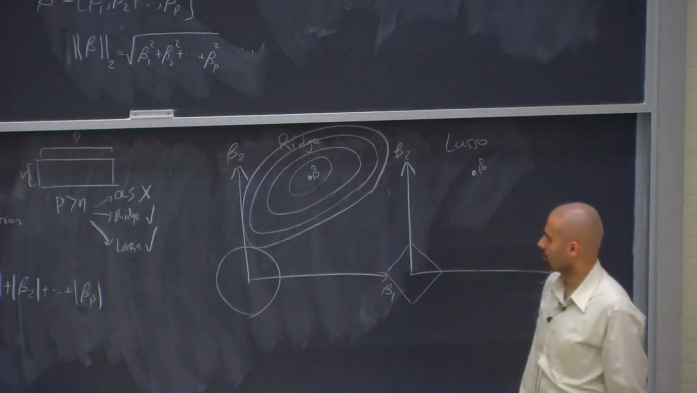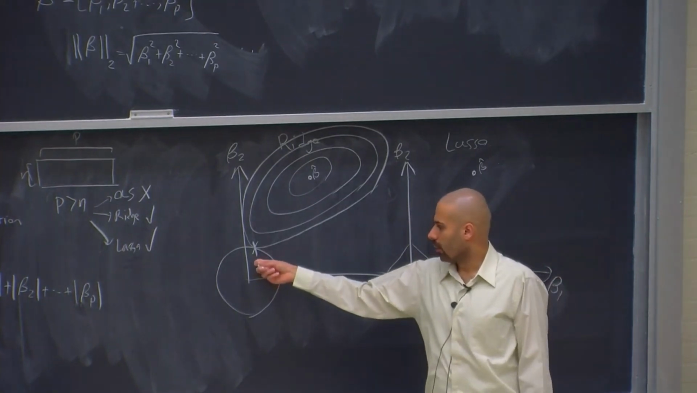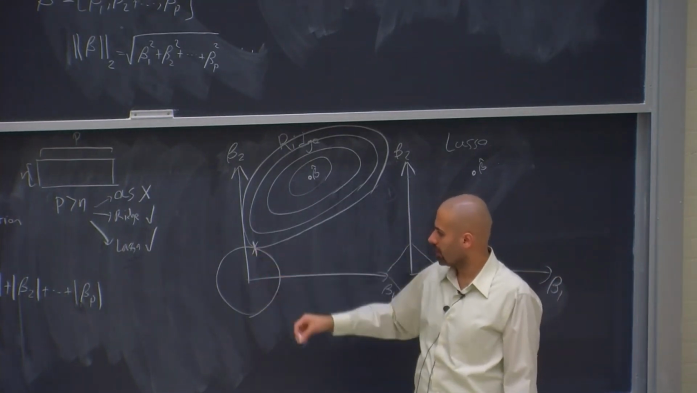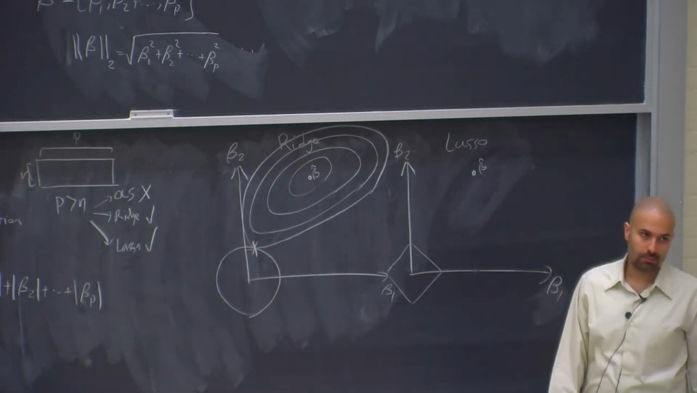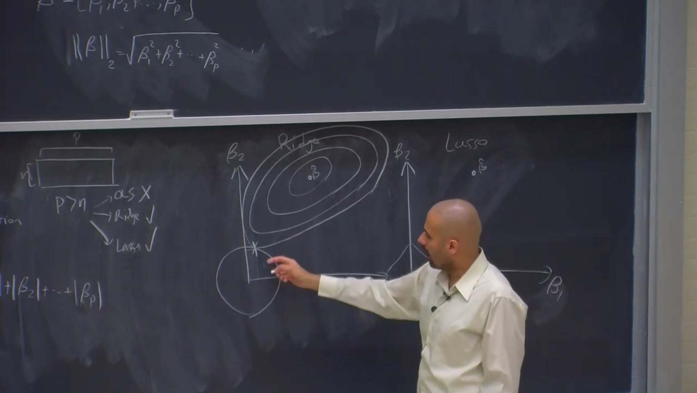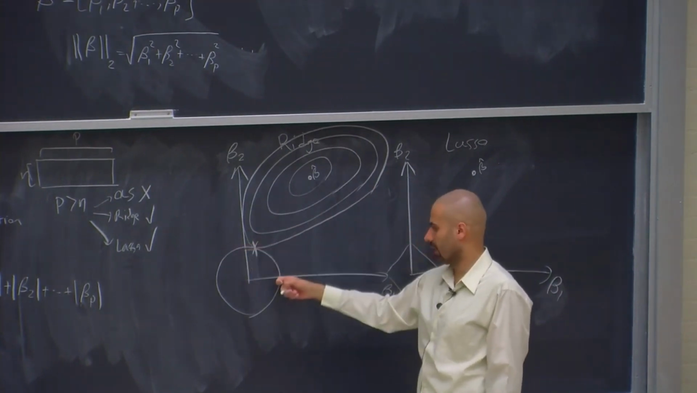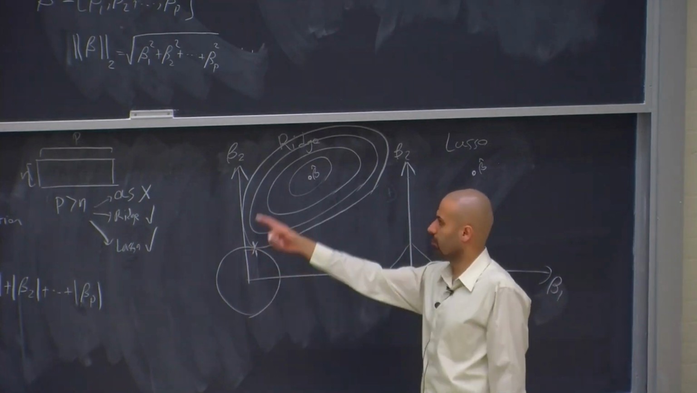So when we look at these contour lines of RSS, the first point where these contour lines overlap with the restriction we have will be somewhere like here, where both beta 1 and beta 2 are non-zero. It's very unusual that these contour lines happen to intersect exactly on this point or exactly on this point. So they're going to intersect somewhere like here, where none of these 2 betas are 0.